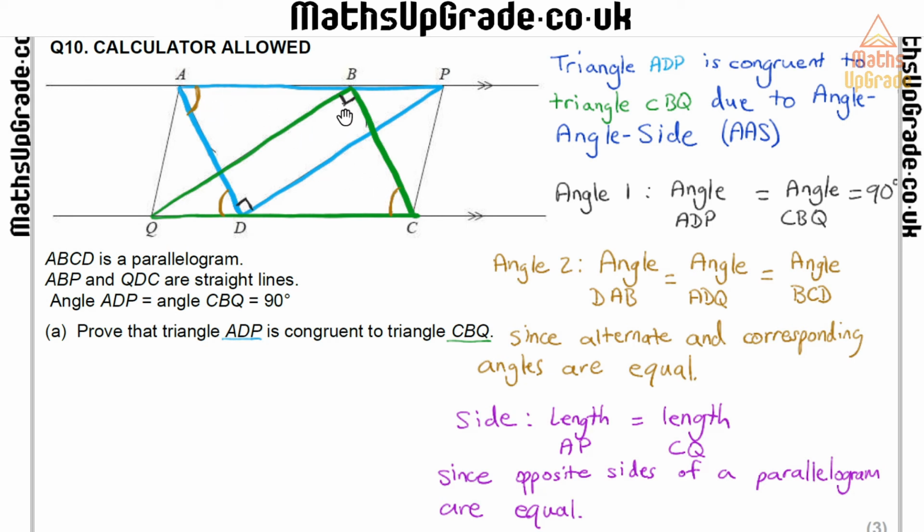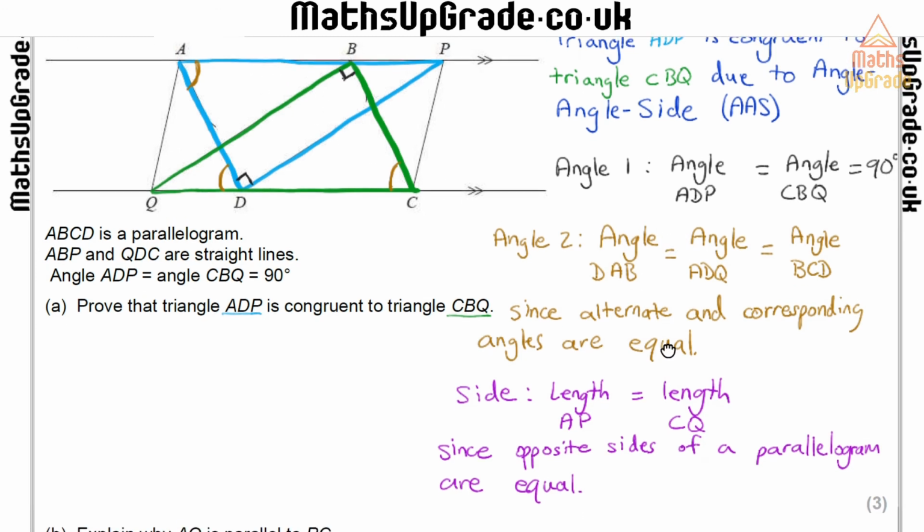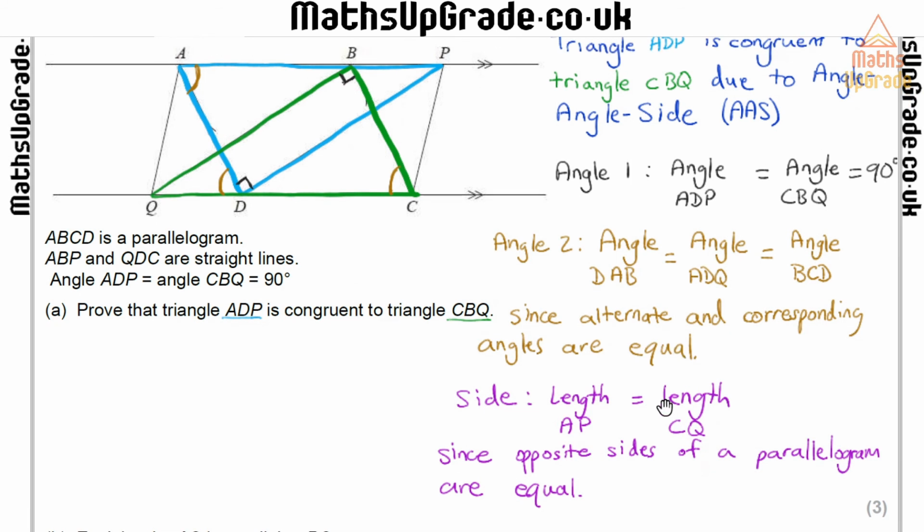So I've proven now the right angles are equal in the two triangles, and these two angles are equal in the two triangles. The last thing I'm going to prove is they've got an equal side, and the equal side is the length of AP, and that equals CQ. And how do I know that they're equal? Well, it's because they're part of this parallelogram. Opposite sides of a parallelogram are always equal. So therefore, those two lengths must be equal. So I've proven there the two angles and the side are equal in those two separate triangles. That would give me my 3 marks.